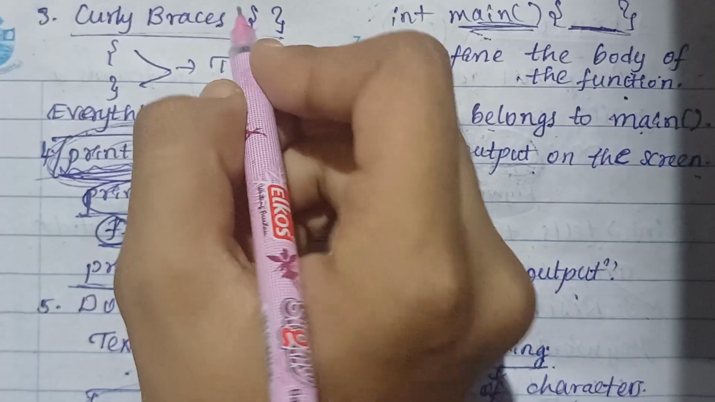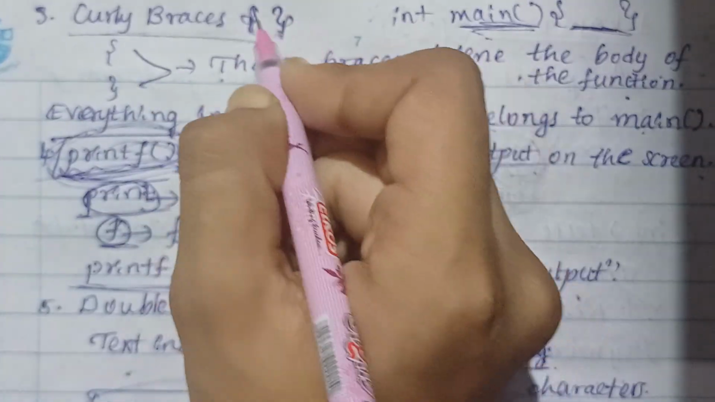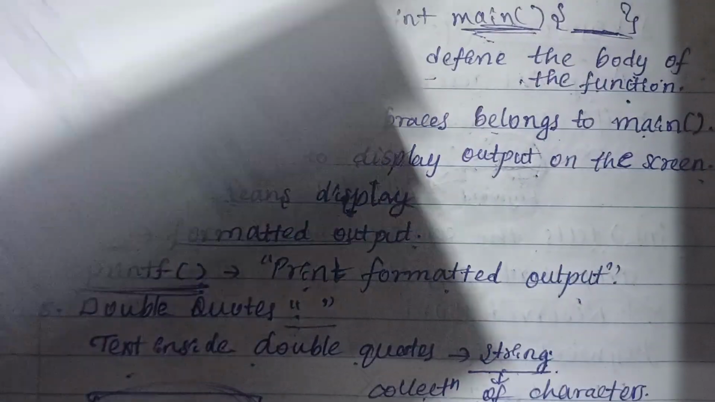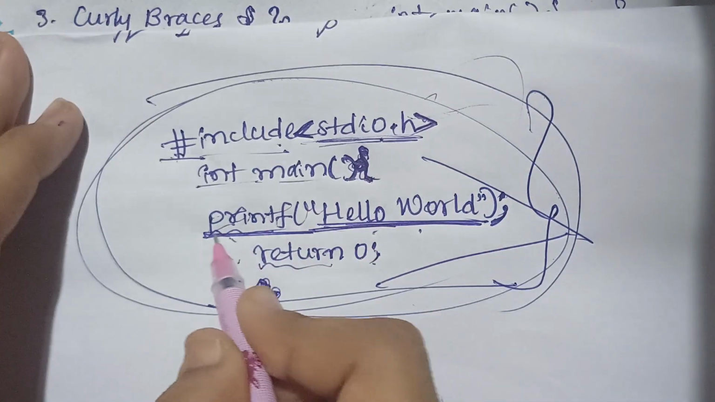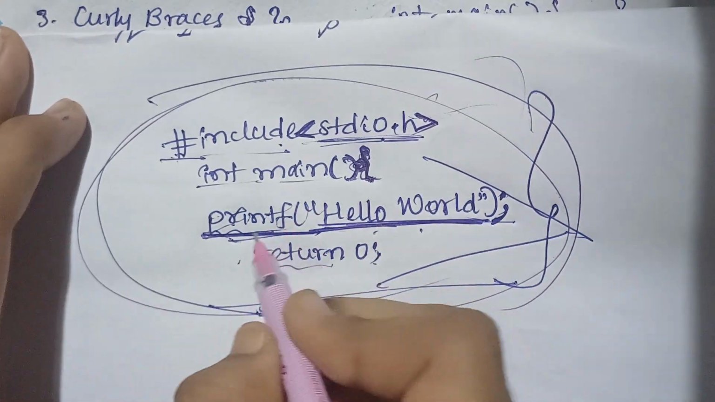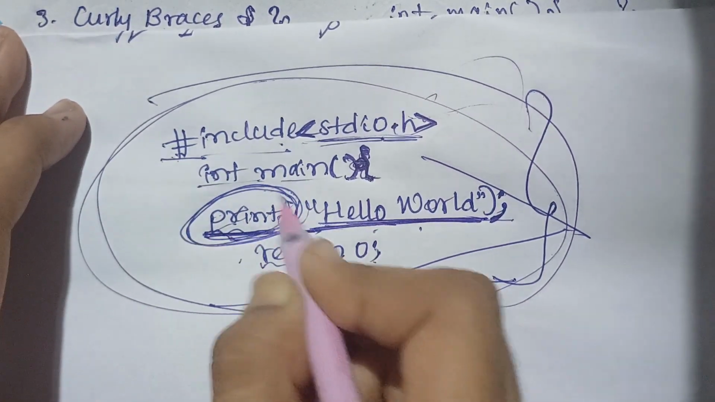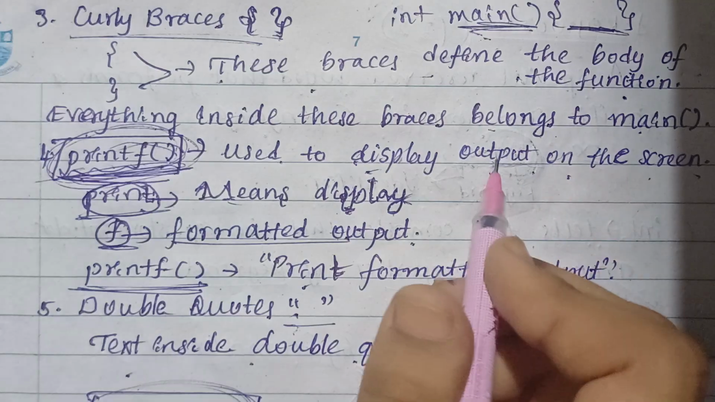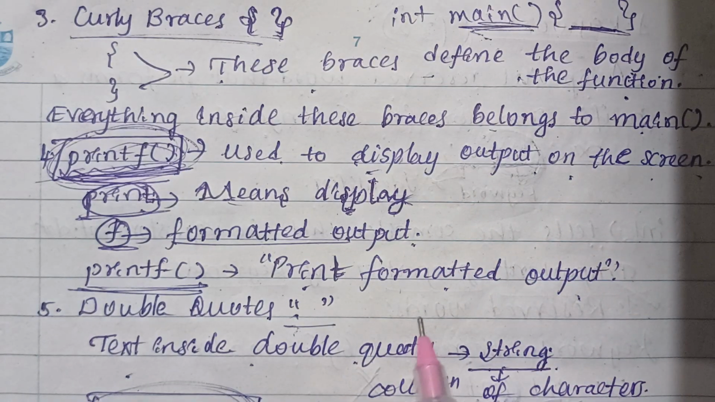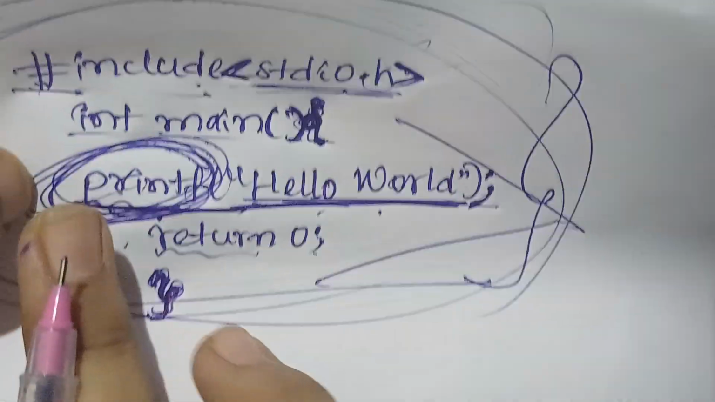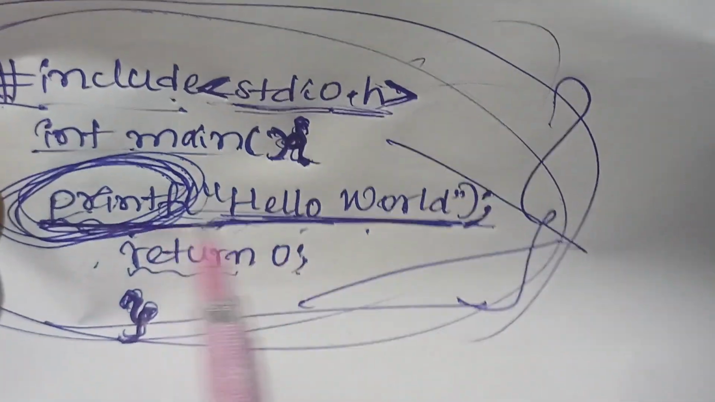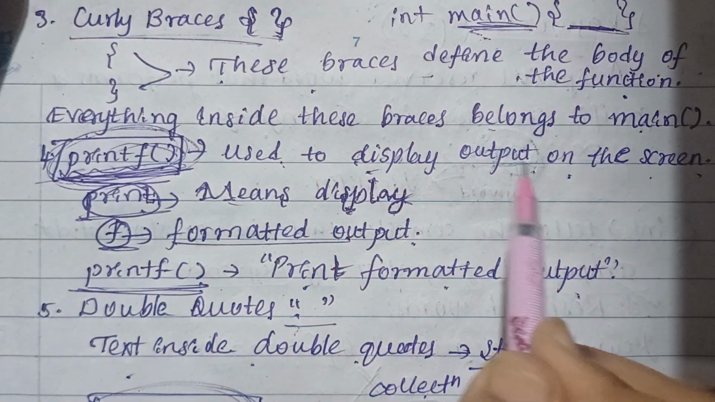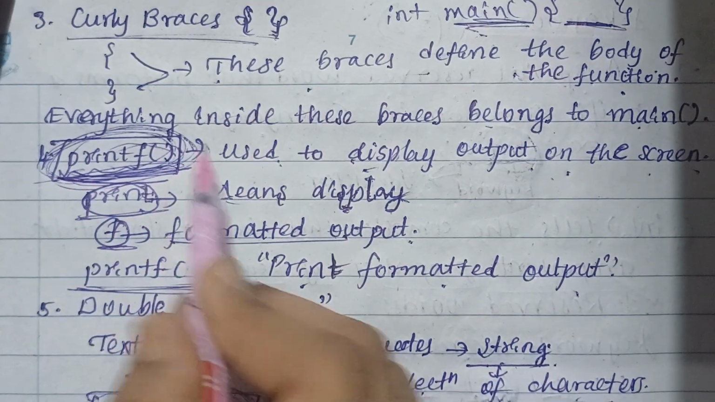Hope by now you have got clarity about what these curly braces indicate. Coming to this, here you can see printf hello world. Now let us know what this printf actually means. This printf is used to display output on the screen. In this case we are writing printf hello world, which means you get the output hello world on the screen. To display output on the screen, we use the printf function.